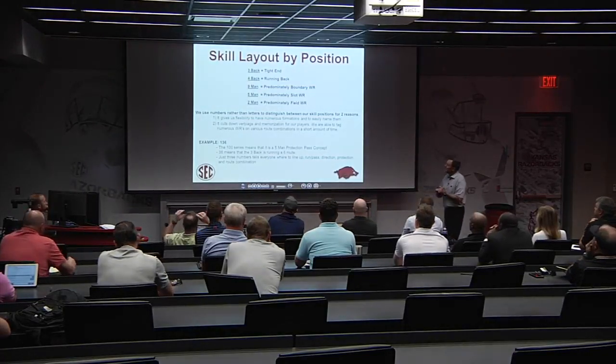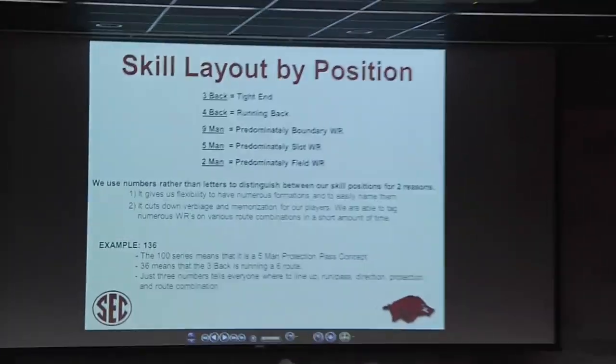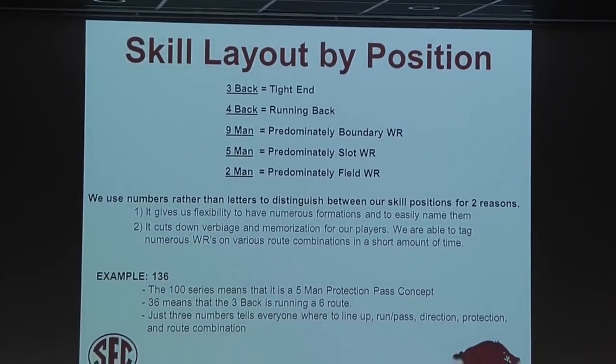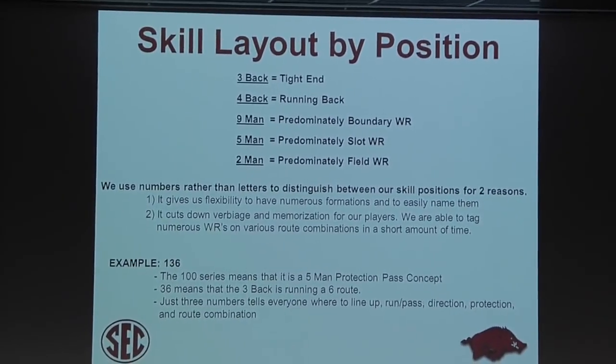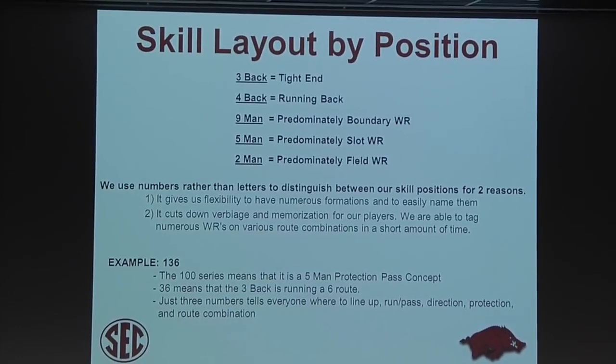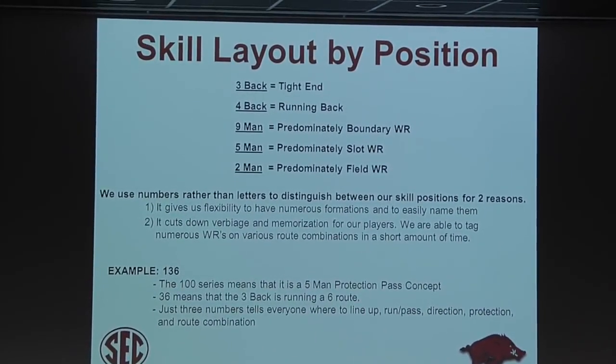Skill layout. Let's talk a little bit of offense. I know I've been speaking predominantly defense and back and forth, but 3 back for us is a tight end. That's just kind of what we've called it. 4 back is our running back or a tailback. A 9-man is predominantly our boundary wide receiver. That's the bigger wide receivers.